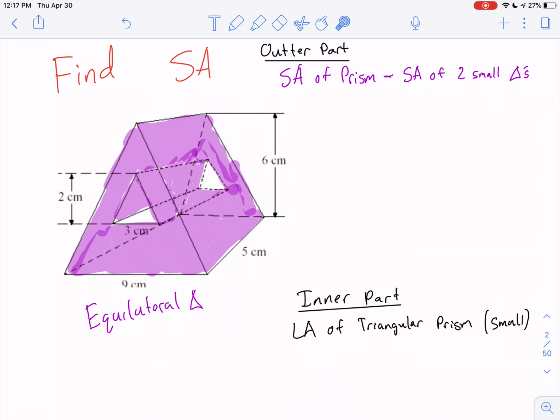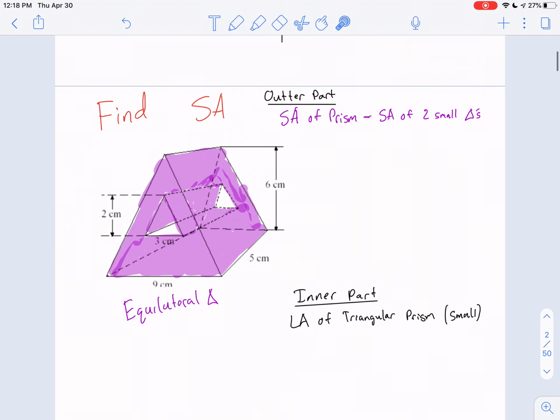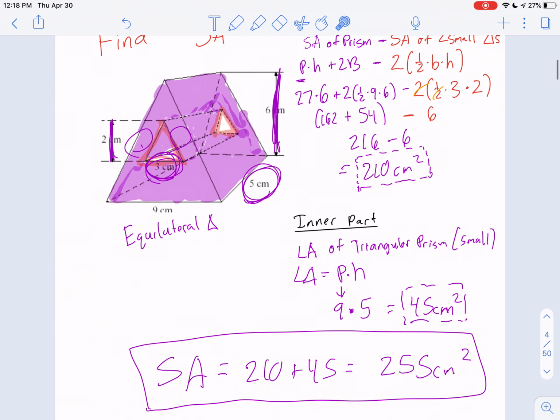And then working with the inner part, the inner part is just the three walls that are left after you carve out that triangle. So the lateral area of the small triangular prism, this lateral area here at the bottom, that's the inner part, and you would need to solve for that. Pause the video here, or else I'm going to show the solutions real quick. And then boom, here's the solution.